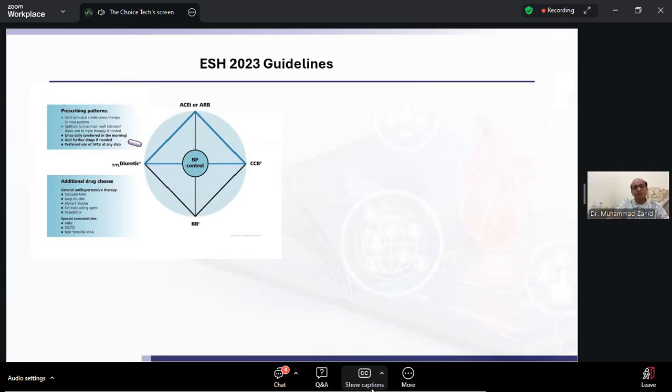So if I summarize the guidelines, which is ESH guidelines, or if you look at the AHA guidelines as well, the main antihypertensives are ACE inhibitors or ARBs, thiazide-like diuretics, long-acting calcium channel blockers, and beta blockers as well. There are indications for beta blockers, especially for those who have heart-related diseases.